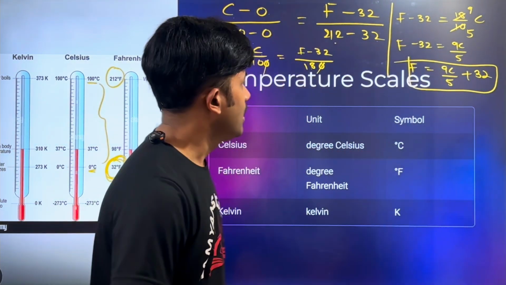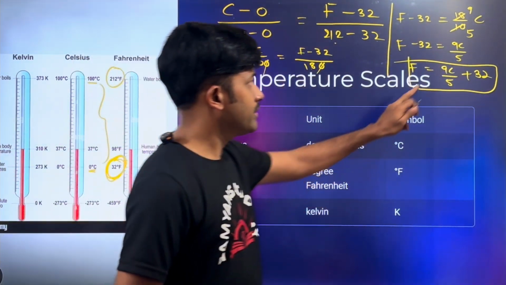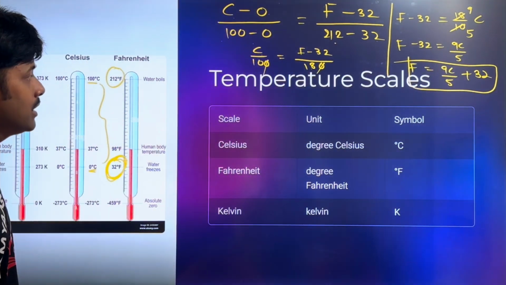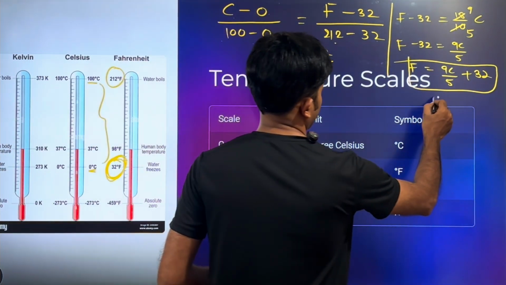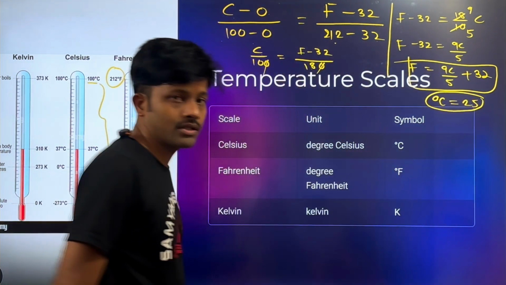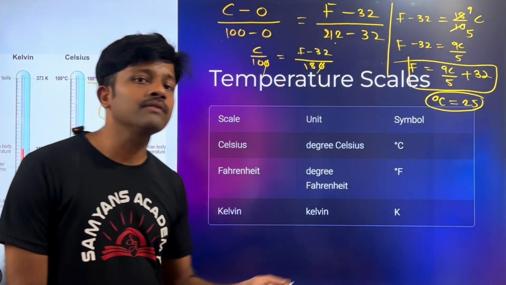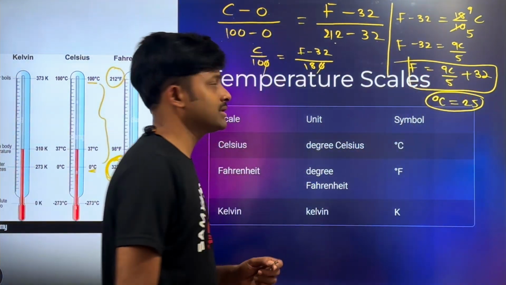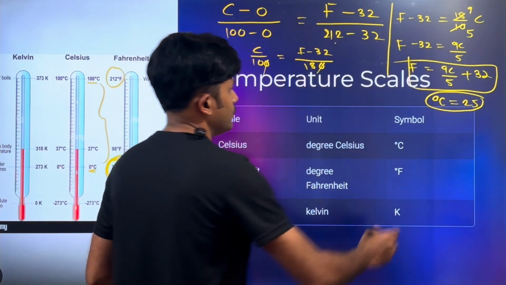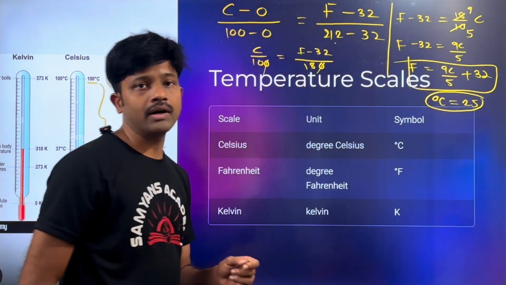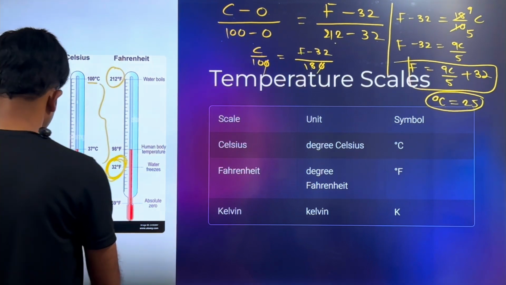For example, let us say the Celsius value is 25. Then how do we get the Fahrenheit scale? In your exam they will give the degree Celsius value as 25. Then how do you convert it to the Fahrenheit scale? By using this formula, F equals 9C by 5 plus 32. In the place of C you put 25, then you will get the Fahrenheit scale.